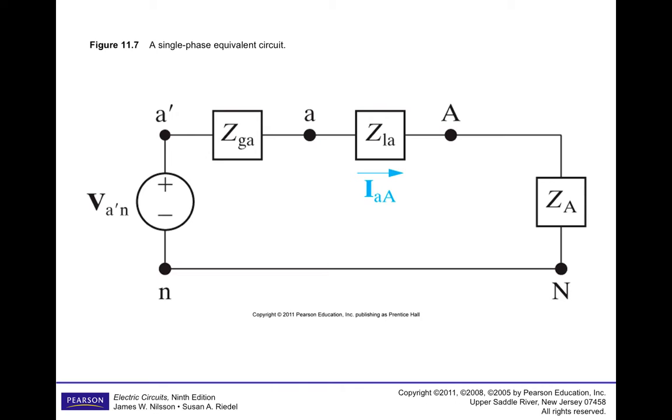So if you recall, this is our illustration of a single-phase equivalent circuit. This would be the A phase of a three-phase YY configuration. We've indicated the source voltage for the ideal source, the generator impedance, the line impedance, and the load impedance. And have illustrated also here the line current, I little a big A, to indicate it's current in the line for a three-phase circuit for the A leg of the phase.